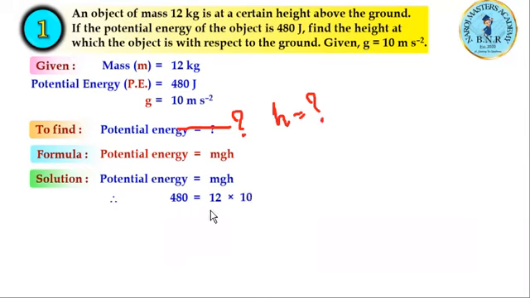Okay, very simple. 12 into m g into height h. So 12 into 10 is 120. So h is equal to 480 by 120. The 0, 0 we can cancel. 48 by 12, 12 four times. So h is equal to how much? 4 meters. So what we find is called height, not potential energy.